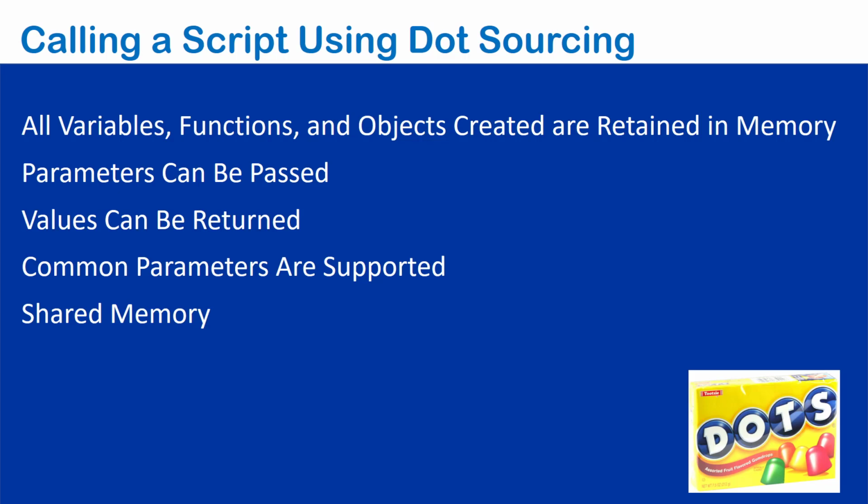Now when we want to call a script using dot sourcing, the things we need to keep in mind are all the variables, functions, and objects created are retained in memory. We can pass parameters, as we saw. Values can be returned, and we demonstrated that. And we saw how to get support for common parameters. The best way is to put that CmdletBinding attribute in. But we saw that when we used the param block and used some of the advanced attributes like validation attributes, that also sort of triggered that support. But again, I would say always put the CmdletBinding attribute in to get it, because it's more consistent and it always gets it. And we noted that objects and variables created in the child scripts are visible to the parent, and we saw how we can even trample our own variables if we're not careful.